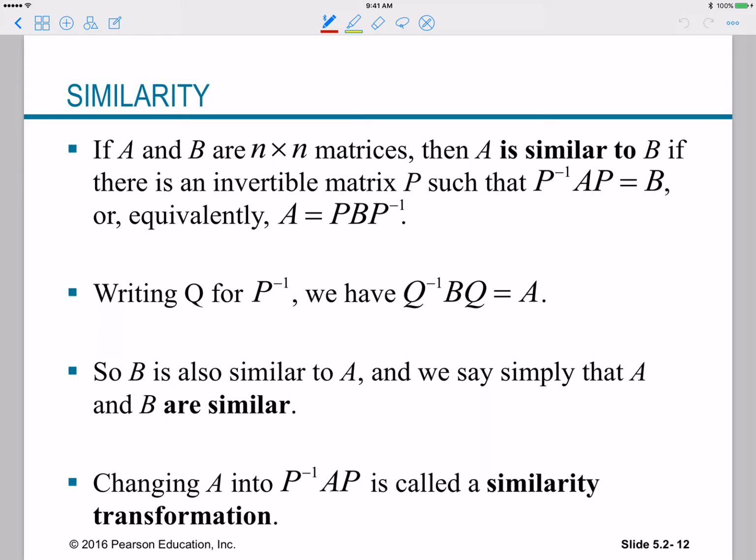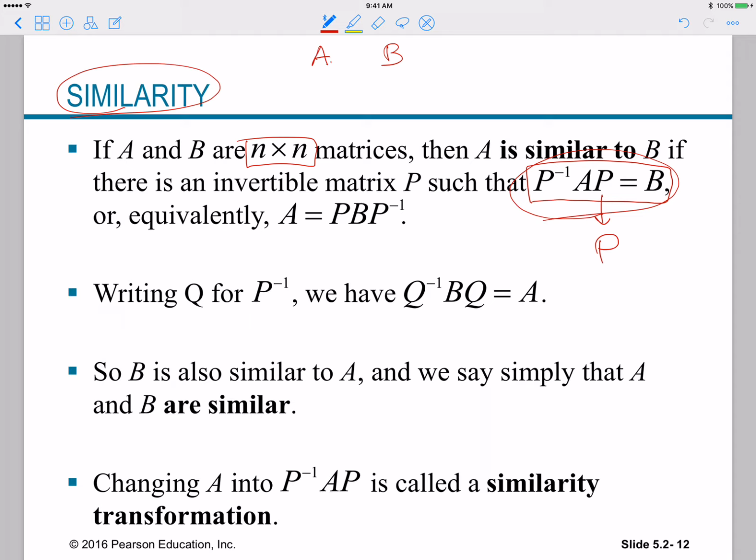Okay, and then the next thing is about similarity. So similarity is not just a generic term. It's really a special term that has a particular definition, and that definition is this. Here's the starting point. Similarity is considered between these two matrices, A and B, that have the same size, a square n by n matrix. In that case, we call A similar to B when this equation is satisfied for some P.